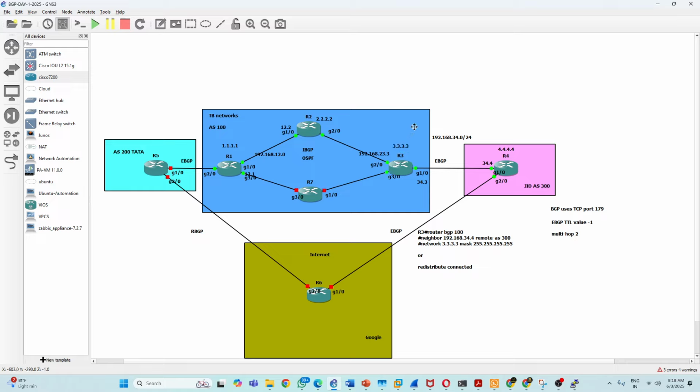You may have a question: where exactly do we use loopbacks? Now here, this is the actual purpose of loopbacks. Is it clear, everyone? Understood?